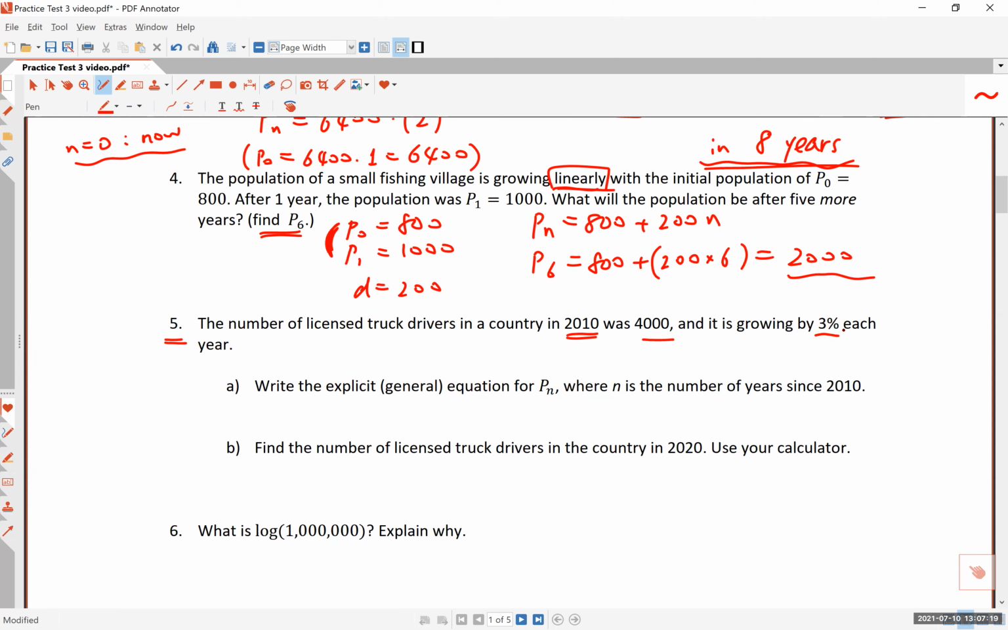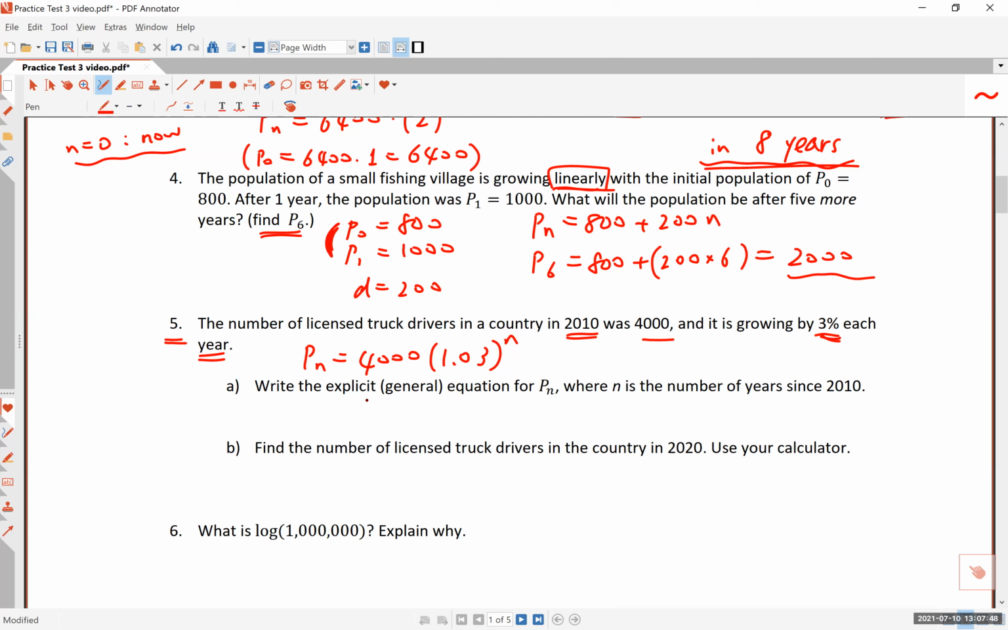Okay, number 5: the number of licensed truck drivers in the country in 2010 was 4,000, and it's growing by 3% each year. All right, so right off the bat, you can write the formula. Remember the initial value times, how do you describe a 3% increase every year? Well, that's 1.03. This is just like compound interest. This is exponential growth, right? 1.03 to the nth power, if it's growing once every year, that is annual compounding. And of course, that is a model of exponential growth.